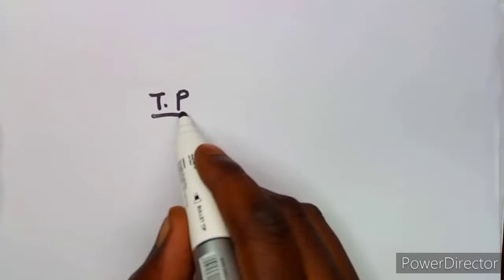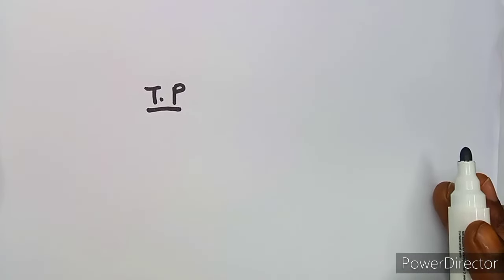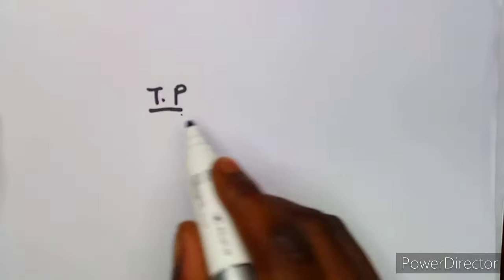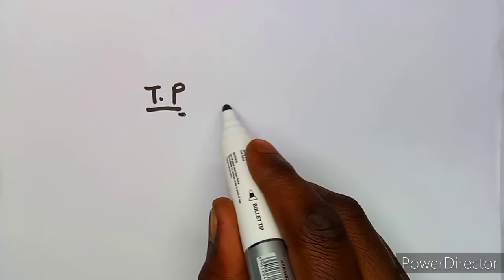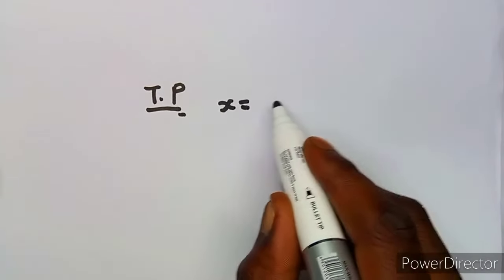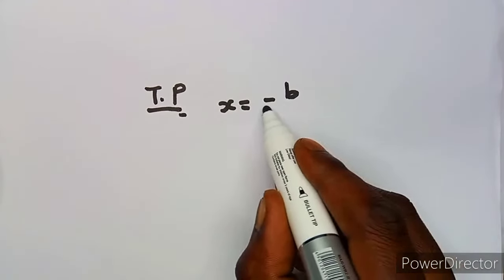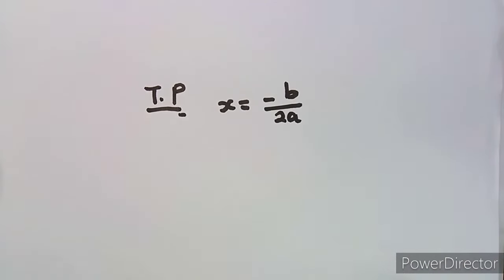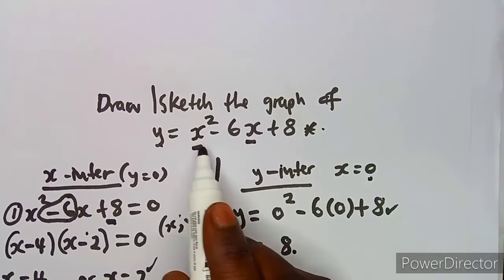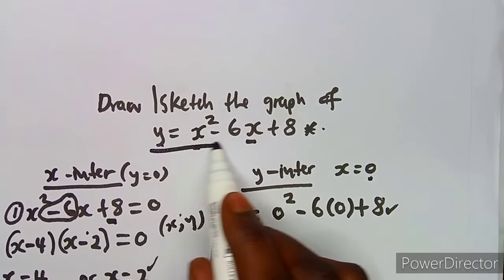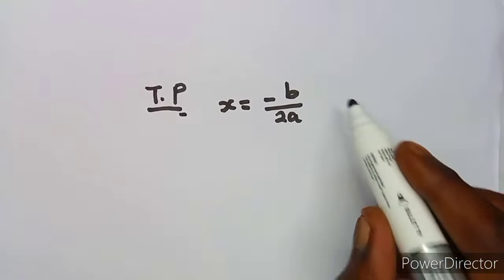So we now need to find the turning point, and we said for us to find the turning point, at any turning point, x is equal to -b over 2a. This is what you need to know, guys. At any turning point, x is equal to -b over 2a, which means we can find the value of x, then we find the value of y by substituting into this equation here. So okay, let's take this and see what is our a and what is our b.